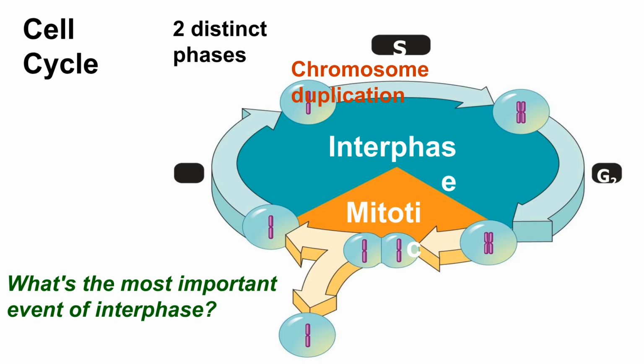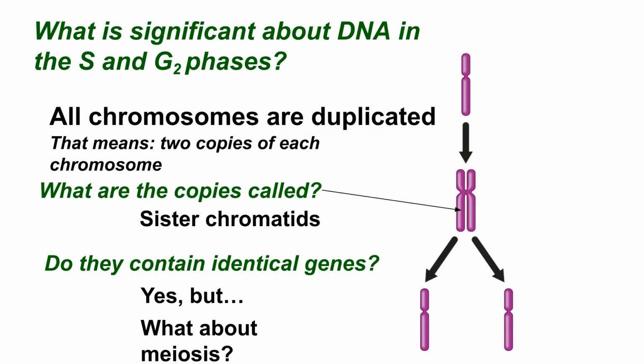This video will cover the process of cell division. The cell cycle has two distinct phases, interphase and the mitotic phase. All chromosomes are duplicated during the S and G2 phases of interphase. The two identical copies of each chromosome are called sister chromatids.